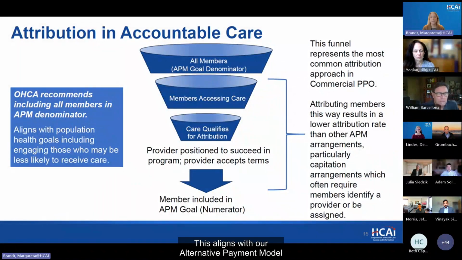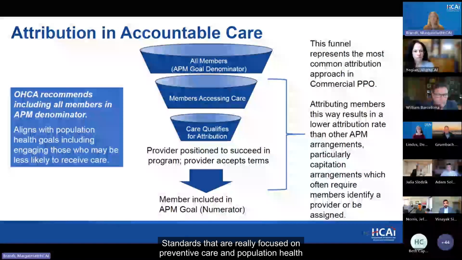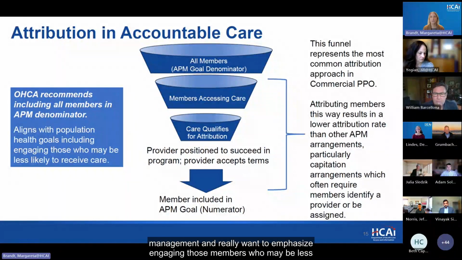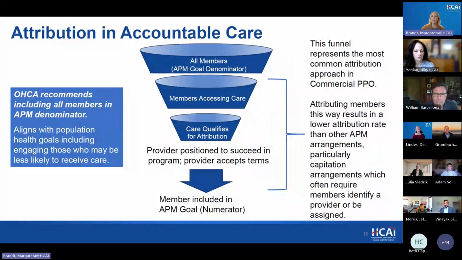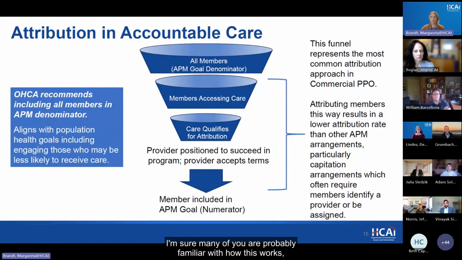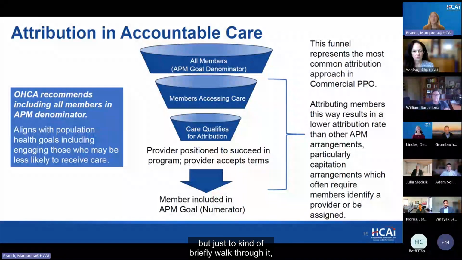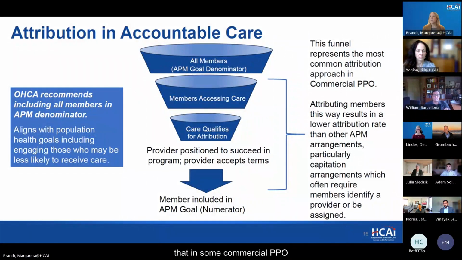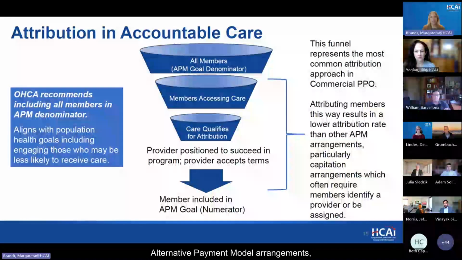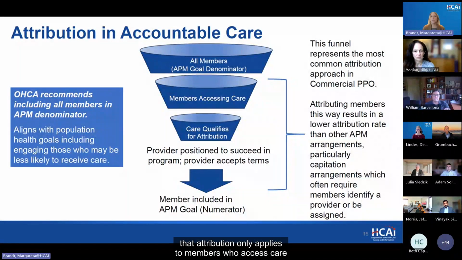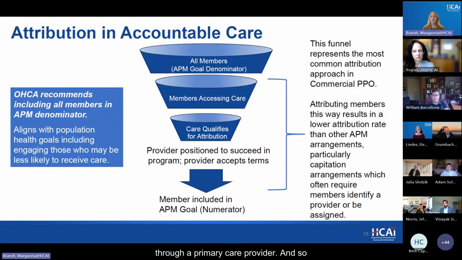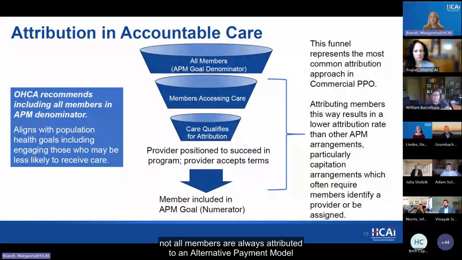This aligns with all our alternative payment model standards that are really focused on preventive care and population health management, and really want to emphasize engaging those members who may be less likely to receive care. So I'm sure many of you are familiar with how this works, but just to briefly walk through it, in some commercial PPO alternative payment model arrangements, attribution only applies to members who access care, and then potentially only certain types of care, such as care through a primary care provider. And so not all members are always attributed to an alternative payment model arrangement.